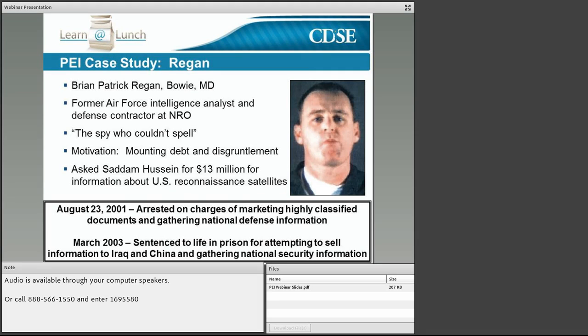A forensic examination of computers found in Regan's home disclosed letters offering to sell secrets to Libya, Iraq, and China. In a letter to Iraqi intelligence and Saddam Hussein, Regan asked for $13 million. Regan removed at least 20,000 pages of classified information, CDs, and videotapes from NRO and hid them in various locations, including state parks in the area, presumably for future sales.